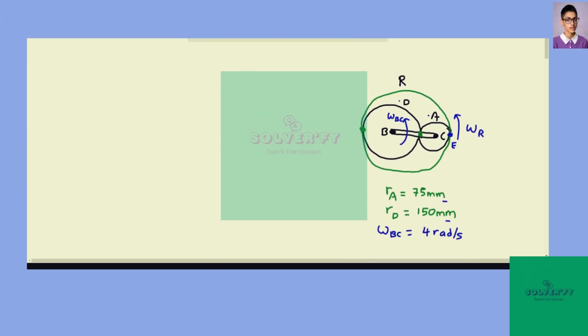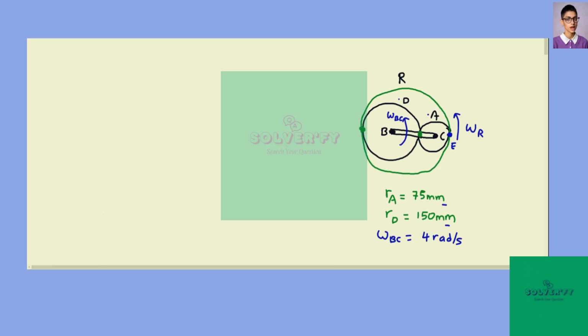In this question, we have a 3-gear system. The planet gear A is pin connected to the end of the link BC. Then we have the sun gear D. We also have the ring gear R. Now we have omega BC rotating at 4 radians per second counterclockwise, and we are also given that omega D, the sun gear D, is 5 radians per second clockwise. So this is omega D.